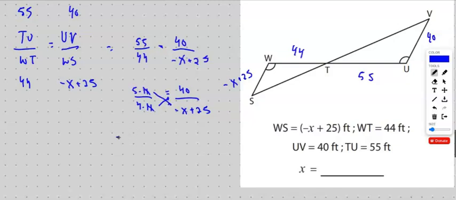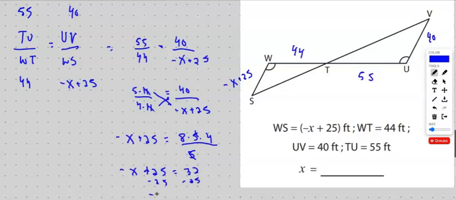So I'm going to have minus x plus 25 equals, and this would be 8 times 5 times 4 over 5, right? 8 times 5 is 40 plus 4 times 4 is going to be this. They cross out, so we have minus x plus 25 equals 32. Minus 25, minus 25. Minus x equals 7, so it must mean x equals minus 7. Nice.